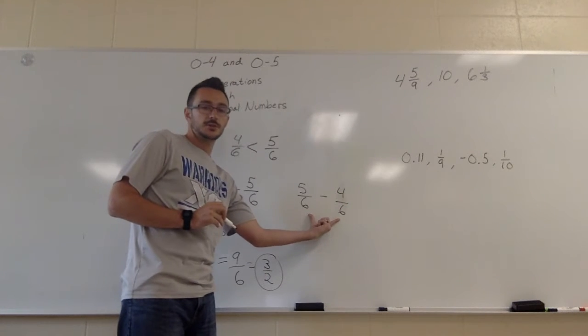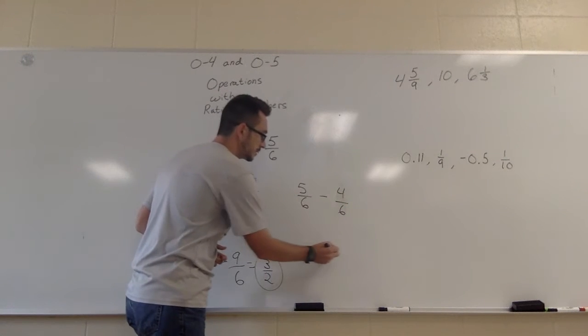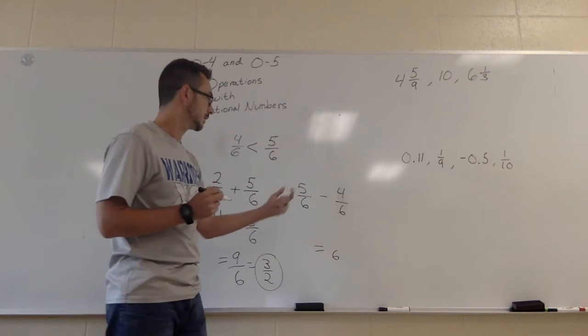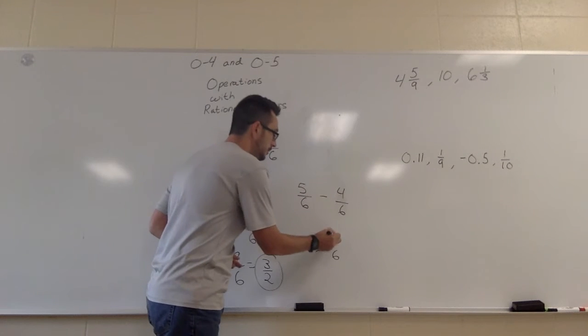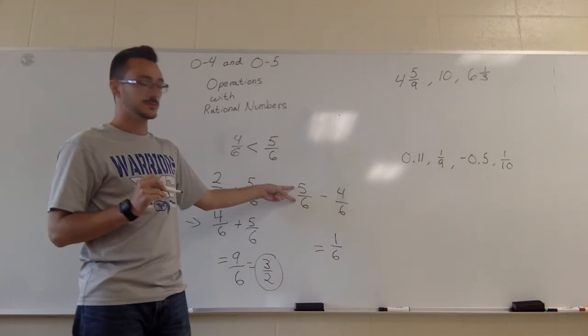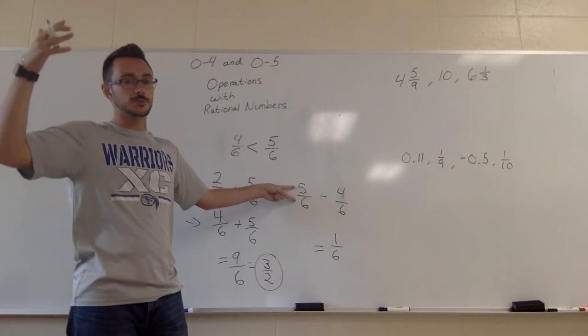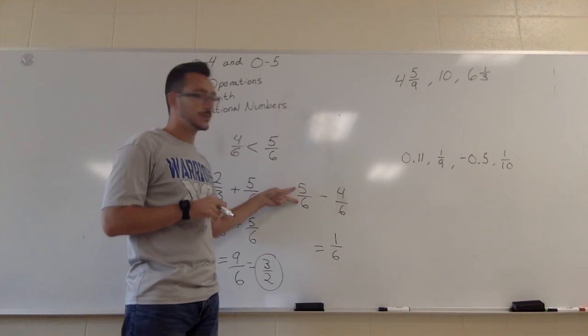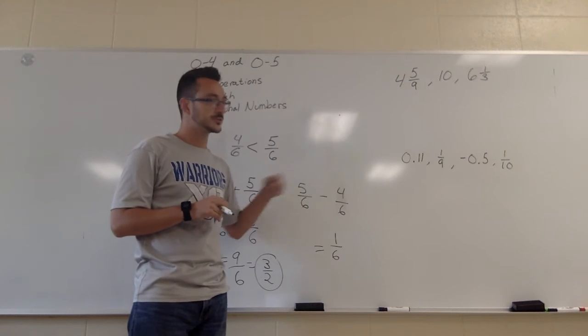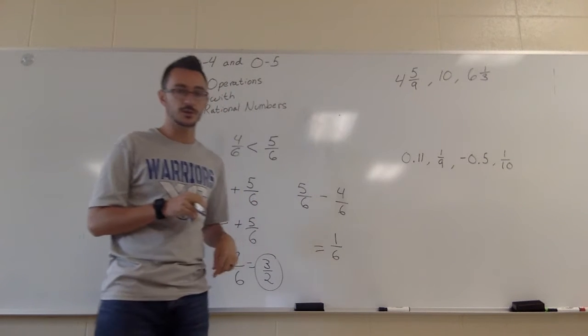The denominators stay the same, so I know in my answer I'm going to get 6, but 5 minus 4 is 1. So I can kind of think about it this way, justify. If I have 5/6 of something and I take away 4/6 of that, I only have 1/6 of it left.